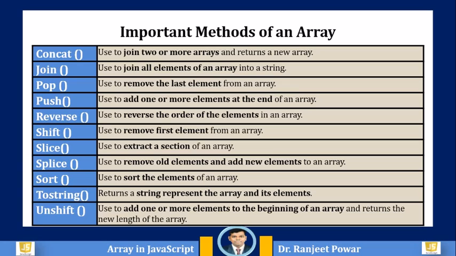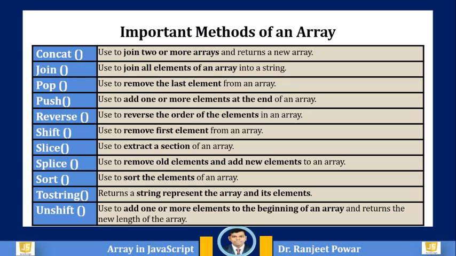The next one is the push method, which adds one or more elements at the end of an array and returns the new length of the array. The parameters are element 1 to element n. The elements to add at the end of the array we have to pass as parameters.